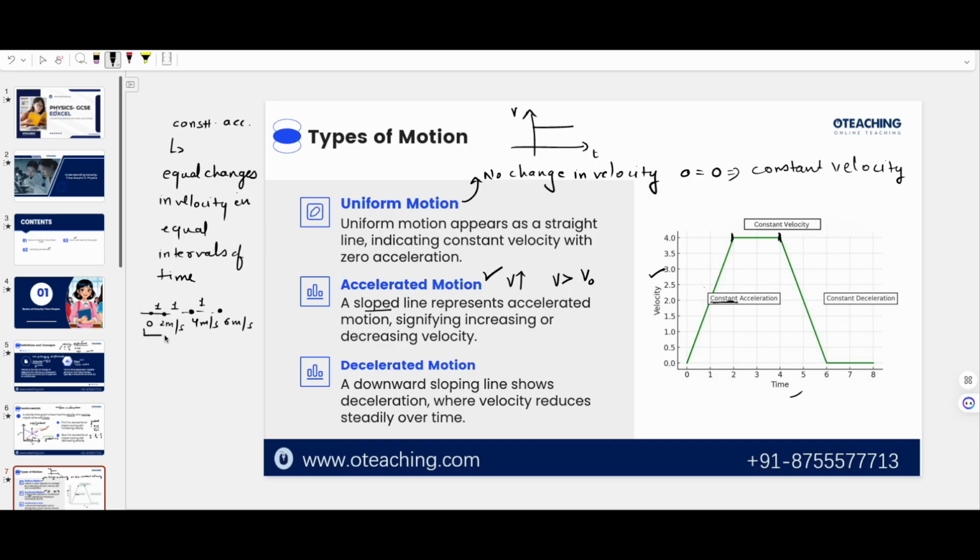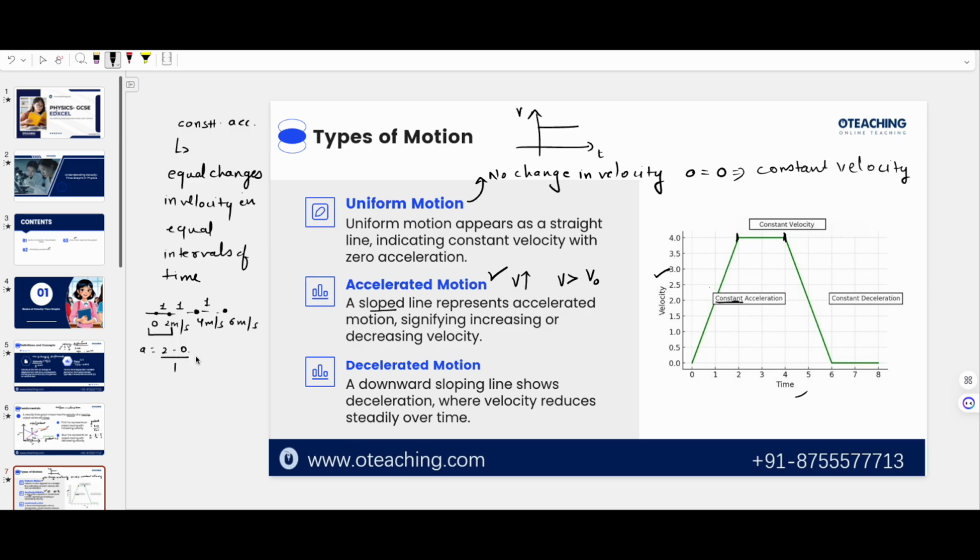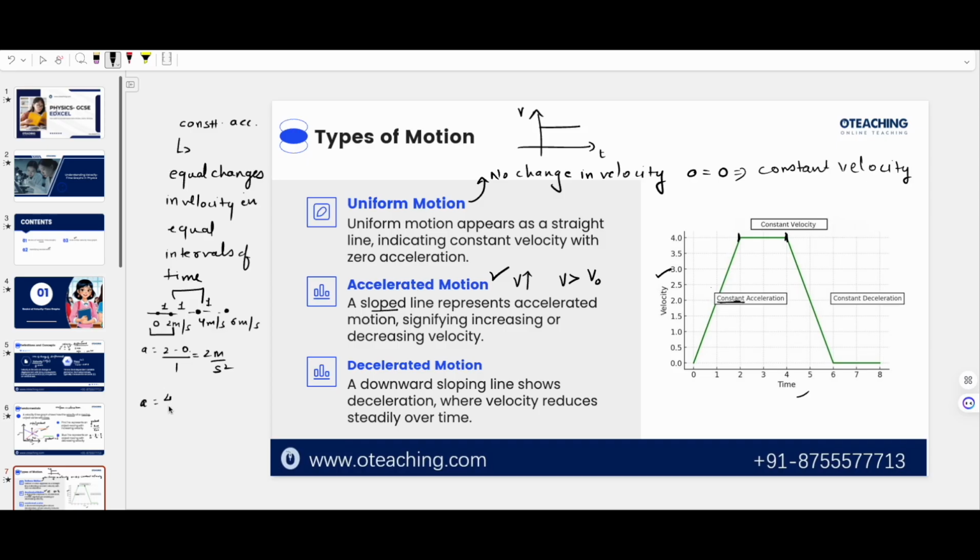So what is the acceleration here? It is 2 minus 0 by 1, that is 2 meter per second square, correct? Then acceleration from 2 to 4, in the next 1 second: 4 is my final velocity, 2 is my initial velocity, and what is the time interval? I have taken 1. So it is 2 meter per second square again. So though the velocity is constantly increasing here, the acceleration is constant. I hope we are clear.